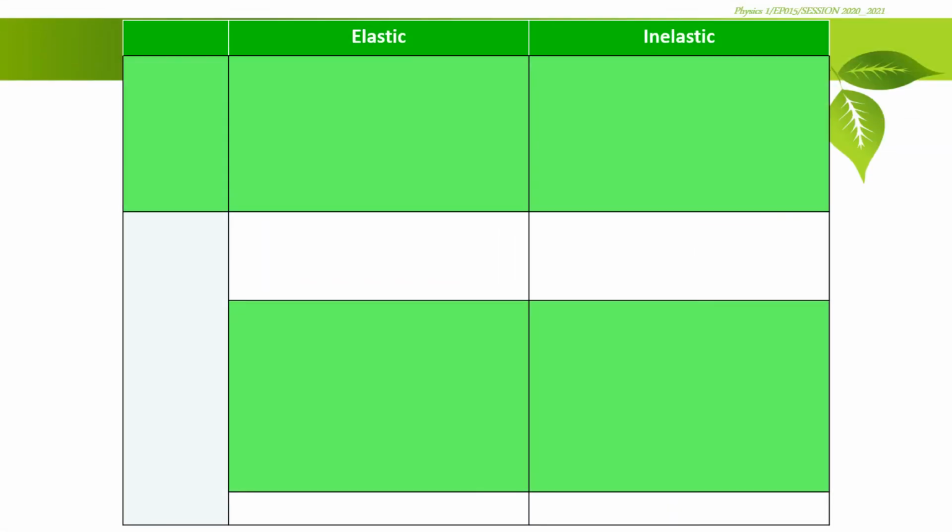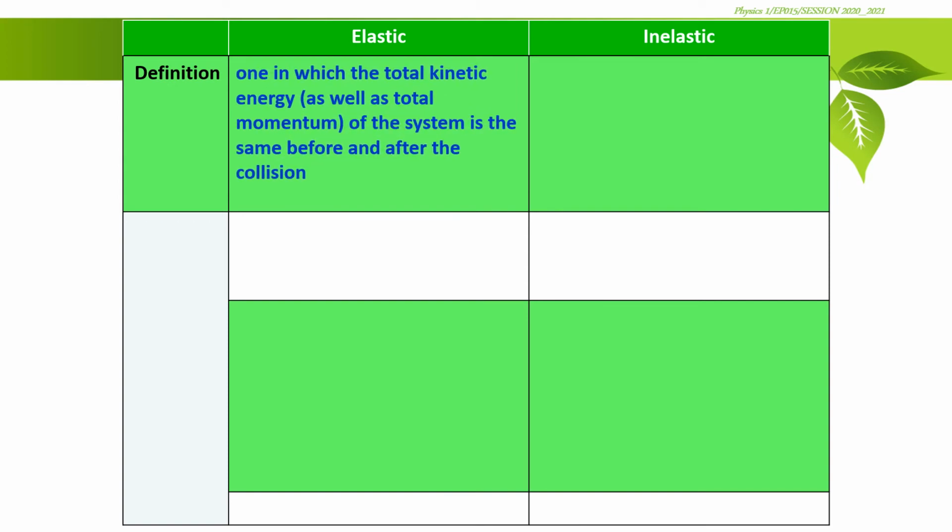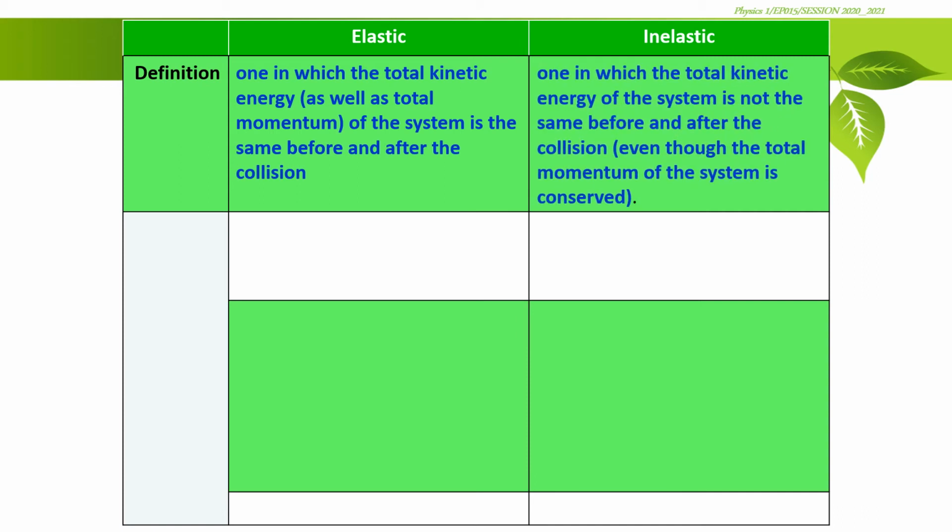Next, we need to differentiate between elastic and inelastic collision. First, the definition. Elastic collision means one in which the total kinetic energy as well as total momentum of the system is the same before and after the collision. Inelastic collision means one in which the total kinetic energy of the system is not the same before and after the collision, even though the total momentum of the system is conserved.